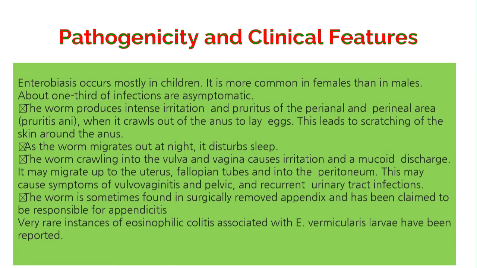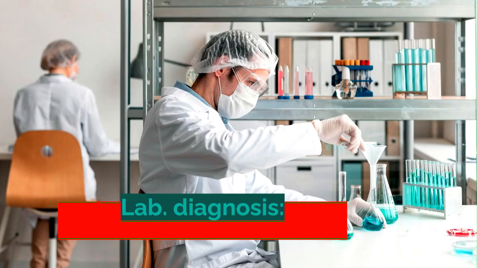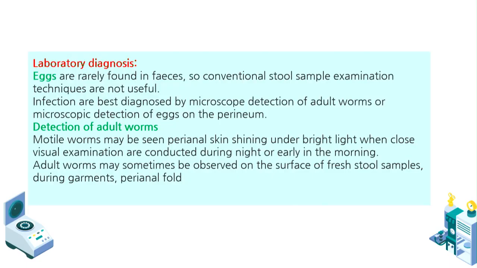Very rare instances of eosinophilic colitis associated with the Enterobius vermicularis larva have been reported. So what is the lab diagnosis for this worm? The laboratory diagnosis is, like we started with, the egg, which is clearly found in the feces.